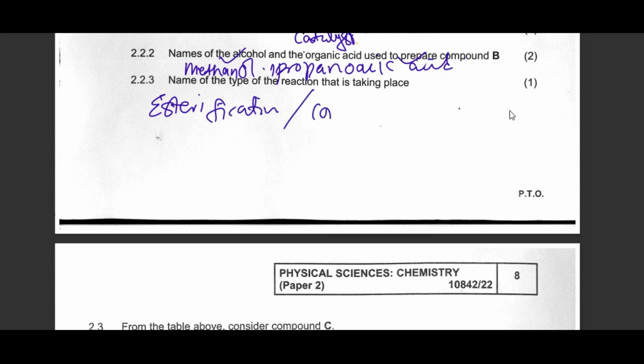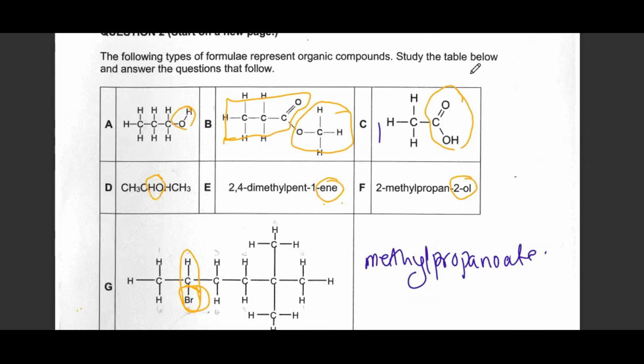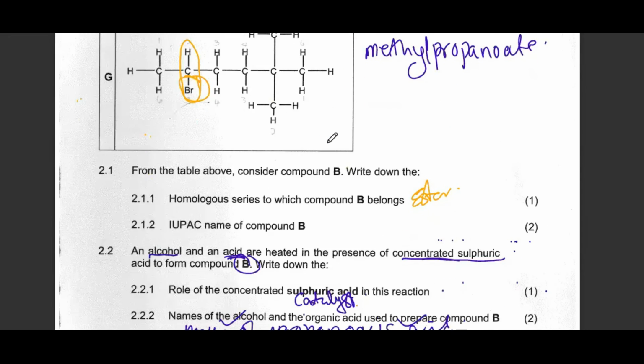Sometimes we can call it condensation. Yes, why condensation? Because it results in the loss of water molecules or small molecules, an example being water. So at the end of the reaction, when this one is formed, you also produce a small molecule called water.